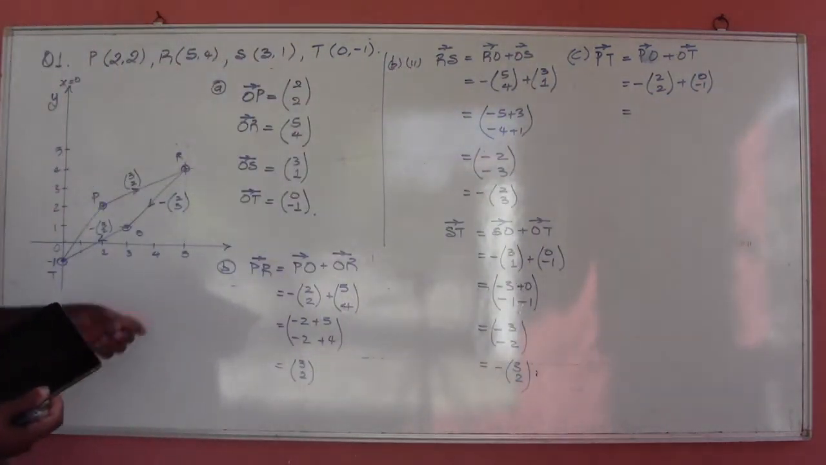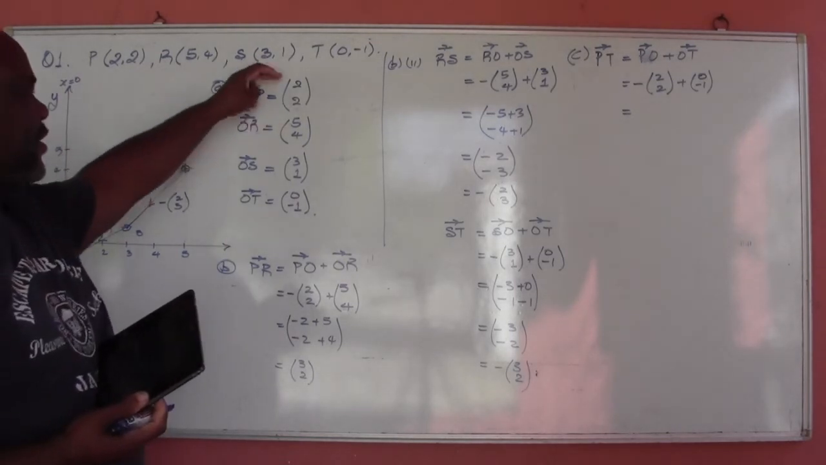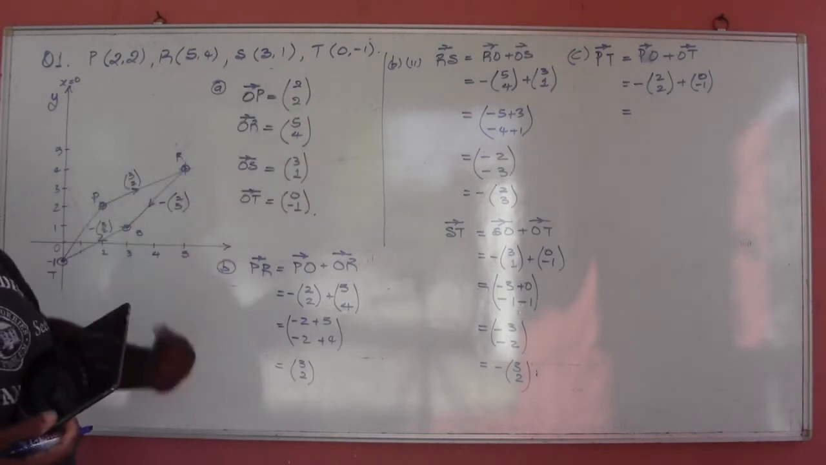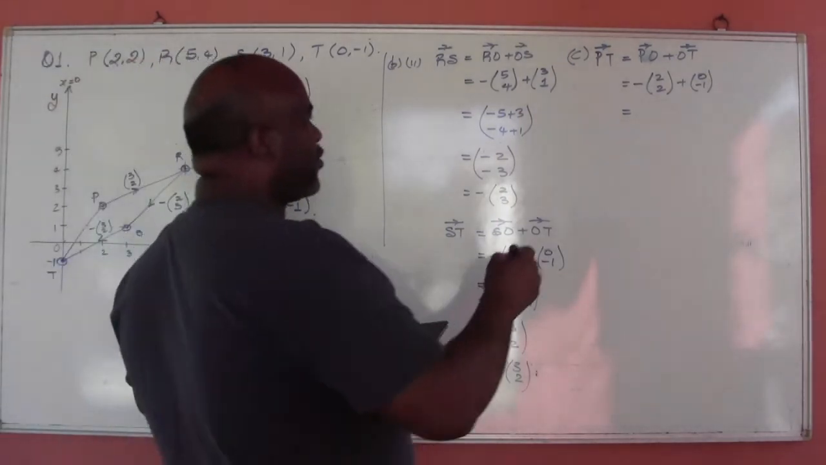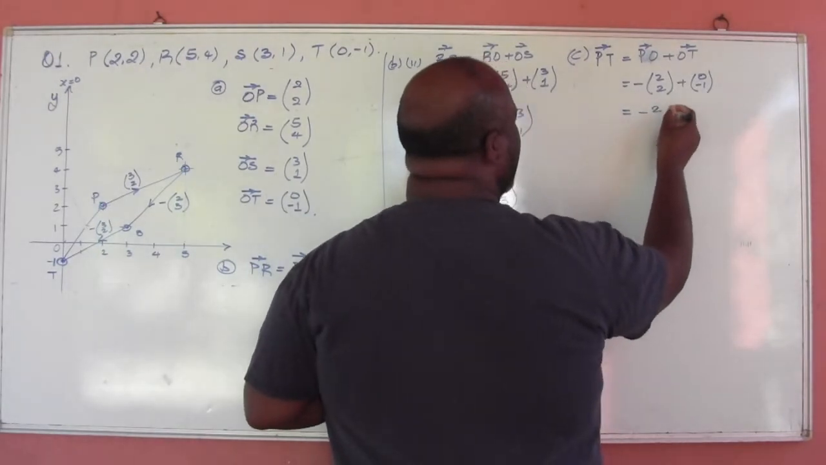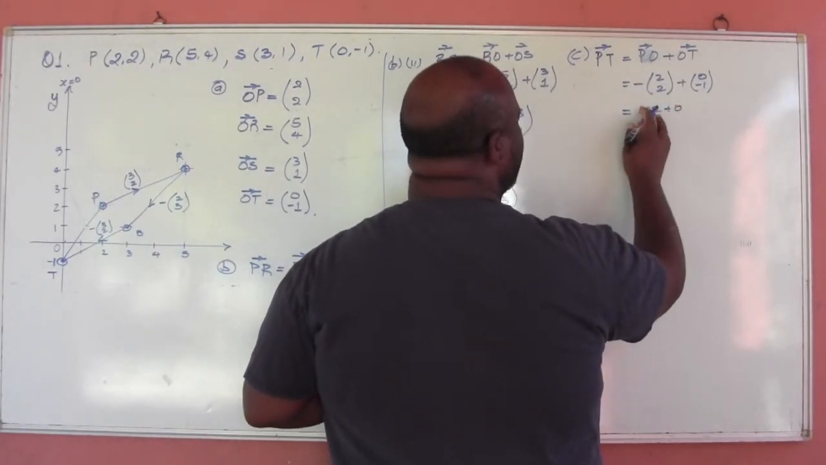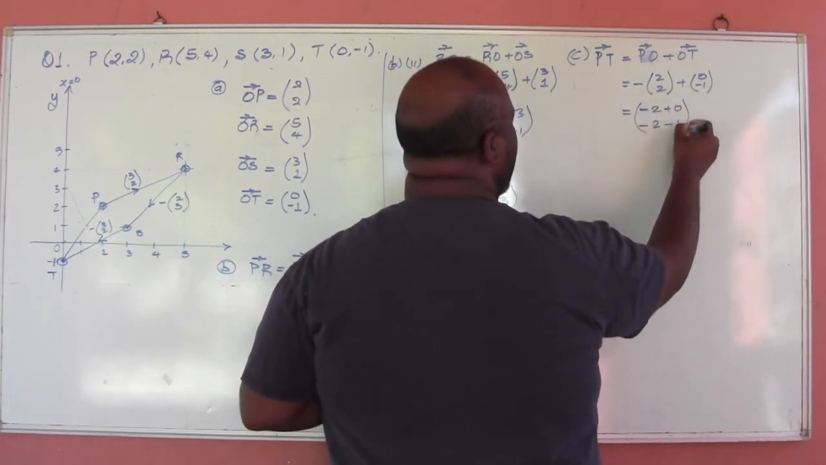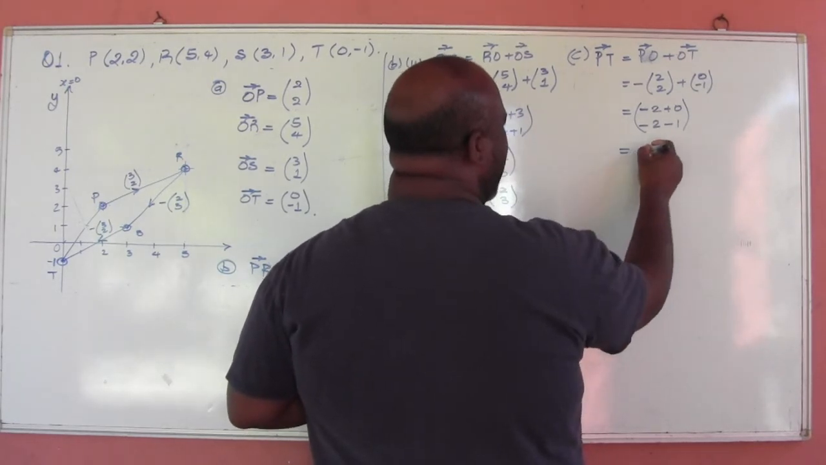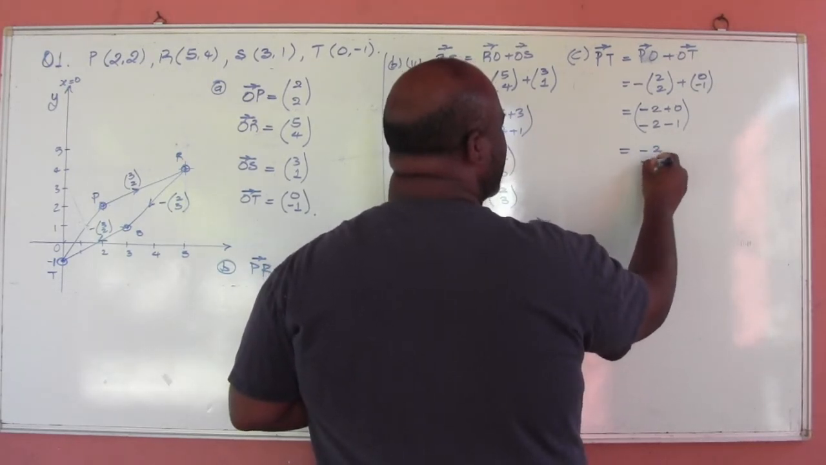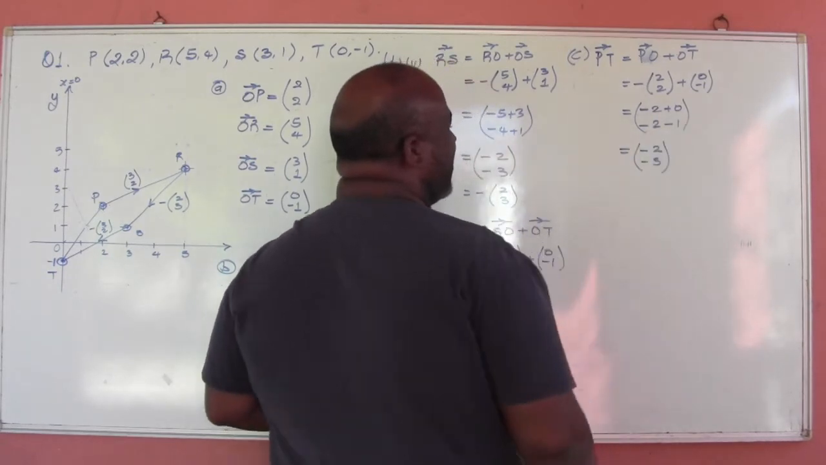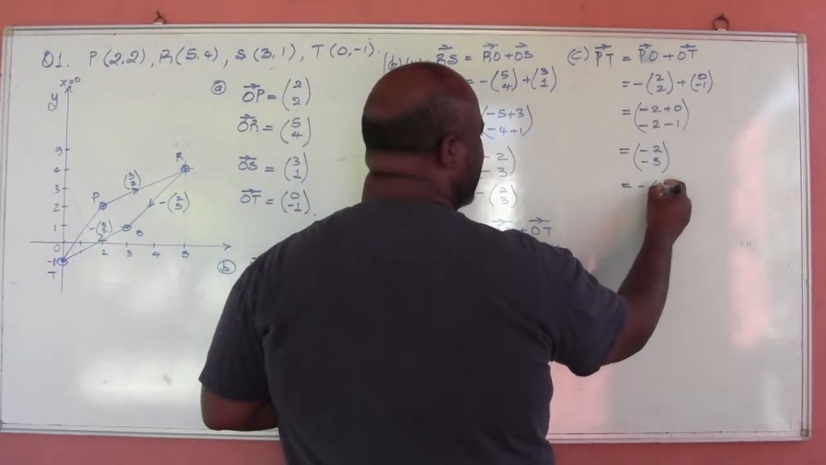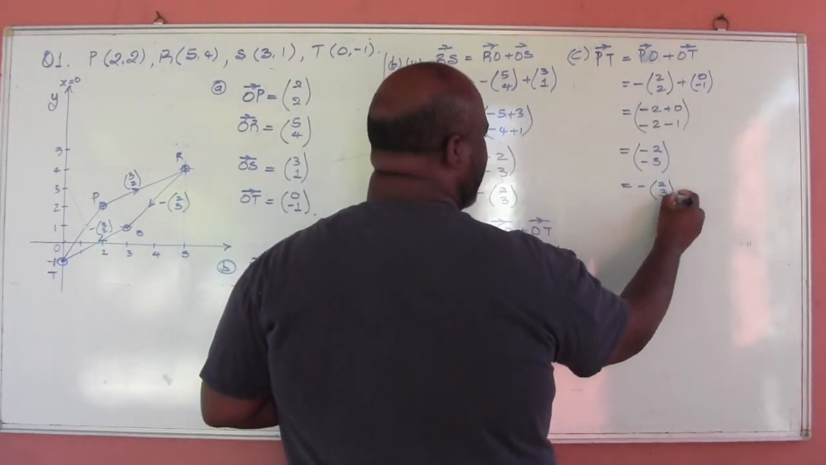Where is that coming from? Remember, if OP is 2, 2, then PO would be minus 2, 2, meaning that you're going in the opposite direction. So this is minus 2 plus 0, and minus 2 minus 1, so minus 2 minus 3. If the signs are the same, we add and keep the sign. So we could say that this is minus 2, 3.